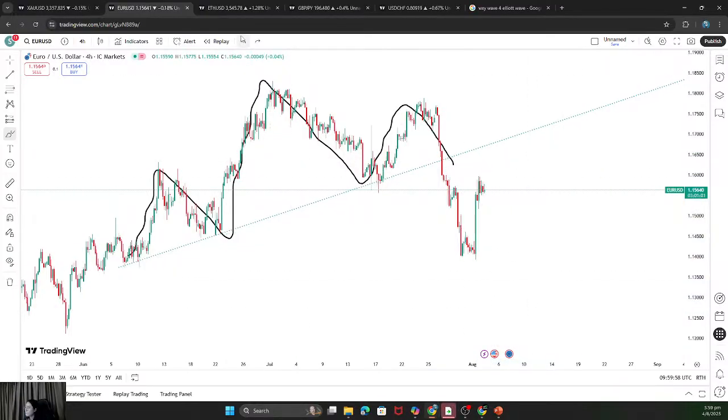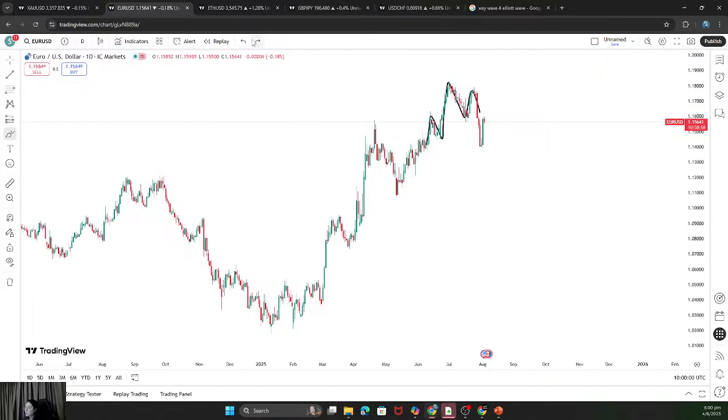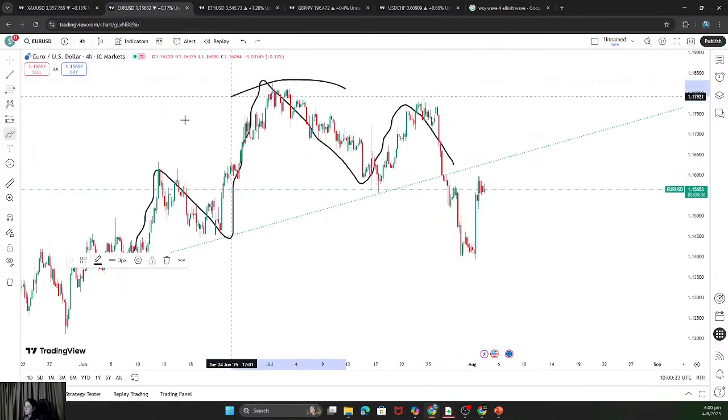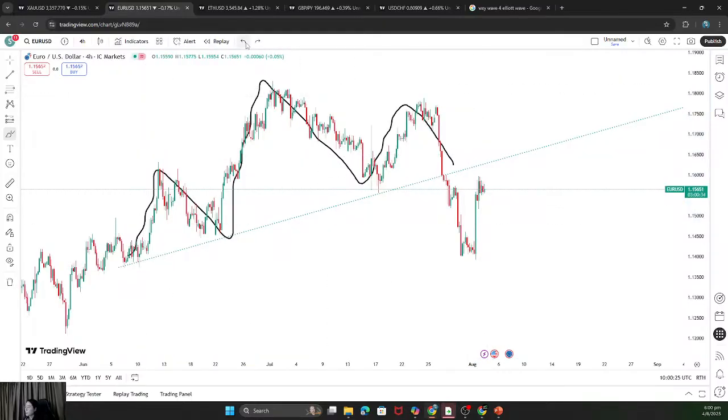I don't know what happened to my text. You know how every time I do a webinar, I write a text like reasons to sell. I don't know what happened to it, but there were a lot of reasons to sell EURUSD, and this head and shoulder was one of them, indicating a possible trend reversal.